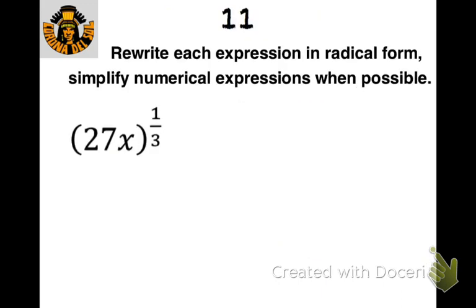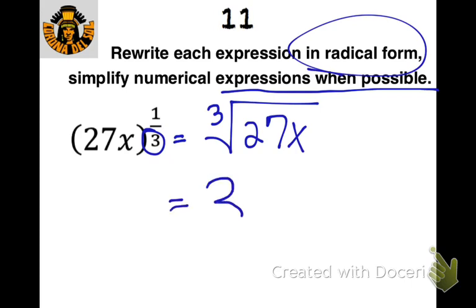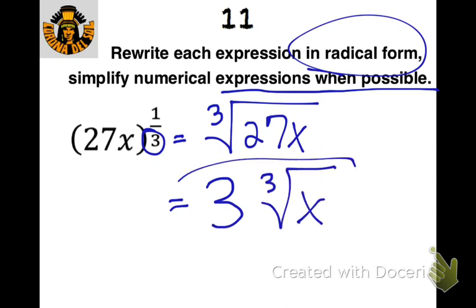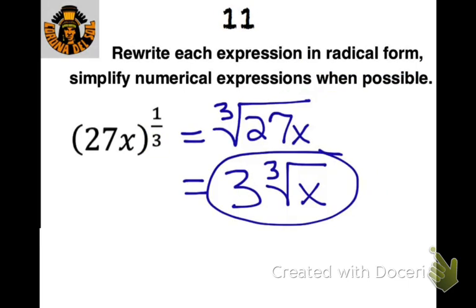All right, we're just changing this to a radical form. So the 3 on the bottom, that's your index. This is called an index. So 3rd root of 27x, okay, that's just changing it to radical form. Then it says simplify the numerical expressions whenever possible. So we know the cube root of 27 is actually 3, and then we're still going to leave the x under that radical, so there's your best answer.